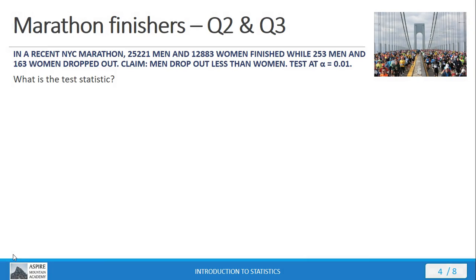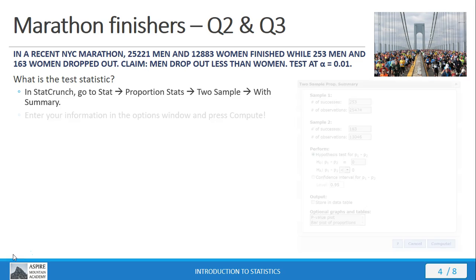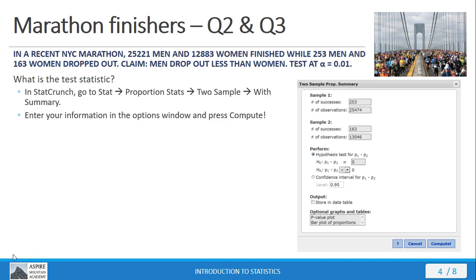What's our test statistic? Well, we could use that obnoxiously hairy equation that we saw in an earlier mini lecture, or we could just go into StatCrunch. So let's do StatCrunch. In StatCrunch, go to Stat, Proportion Stats, Two Sample, With Summary. In the options window that appears, we're going to put our stats in for the men as the first sample because they were mentioned first in the problem statement. The women are the second sample because they're mentioned second.